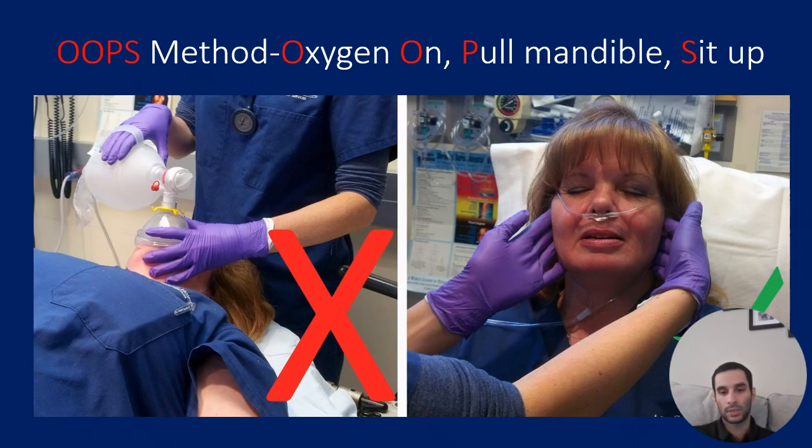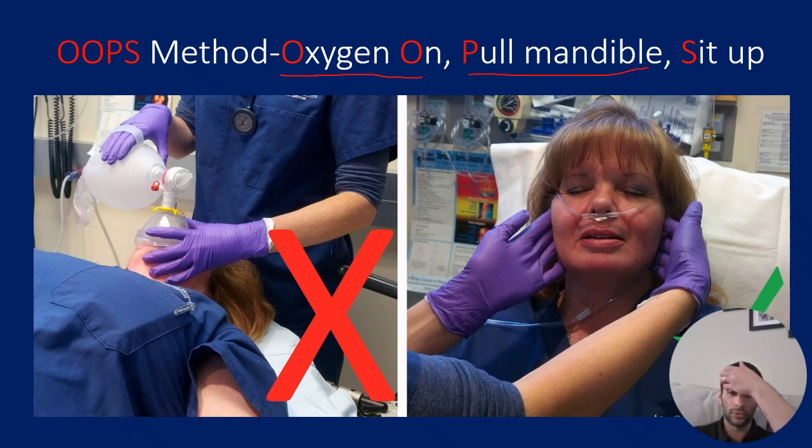Now, the second thing I want to teach you is something called the OOPS method. Again, something I learned from Dr. Levitan when I took his course. It stands for: if you have someone crashing who needs to be ventilated, put oxygen on. Remember, that's going to be O's in the nose. Pull the mandible forward, meaning use a jaw thrust.